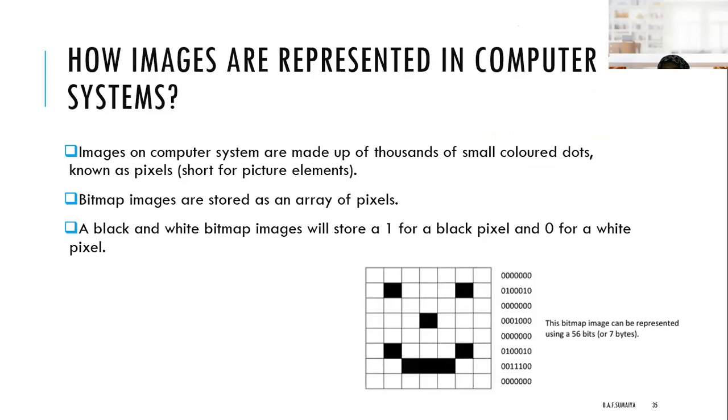How images are represented in computer systems. Images on computer systems are made up of thousands of small colored dots, known as pixels, short for picture elements. Bitmap images are stored as an array of pixels. Black and white bitmap images will store a 1 for a black pixel and 0 for a white pixel.